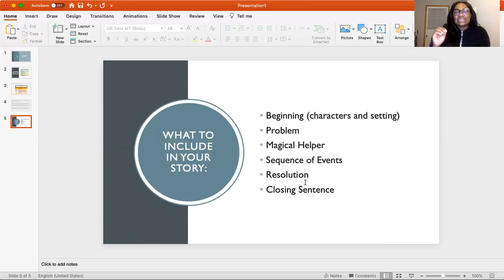This is an amazing opportunity to be so detailed, so descriptive, and come up with a story that's your own. You all can come up with your own character names, your own magical helpers. It's actually fair game. You get to do anything you want as long as you include these 6 really, really important things.